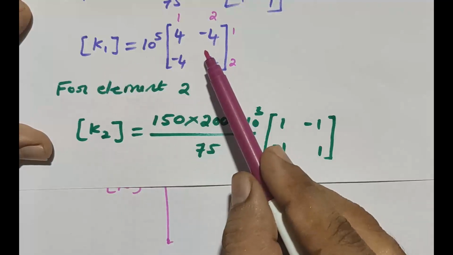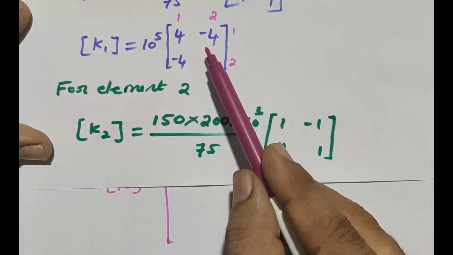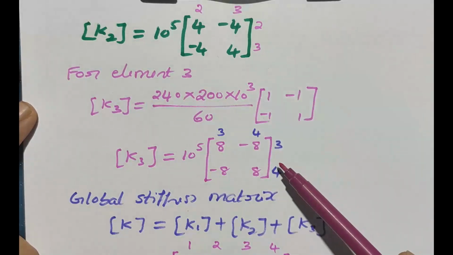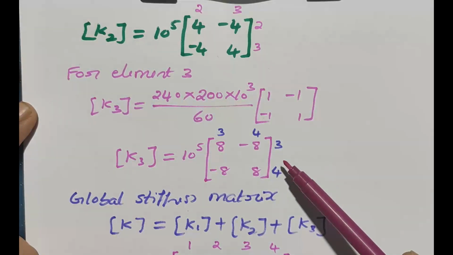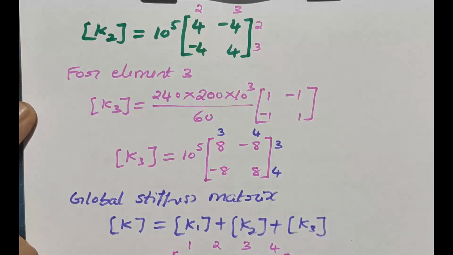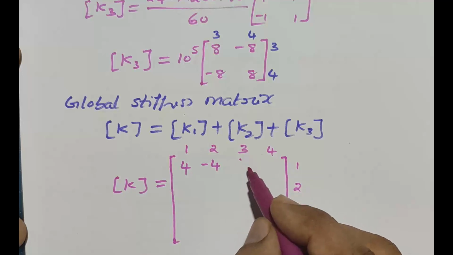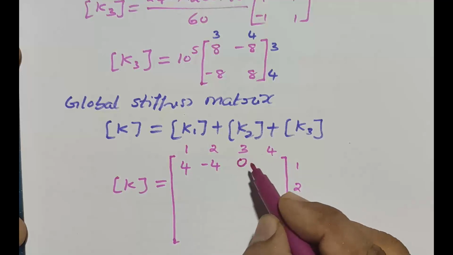Here we don't have any element corresponding to 3 and 1. Similarly, in the elemental stiffness matrix of 2 and 3, we don't have any element corresponding to 3 and 1. Therefore, here in the global stiffness matrix, the element corresponding to 3 and 1 is 0.